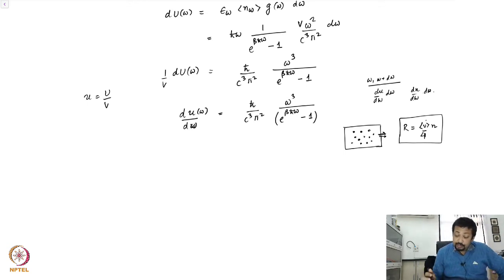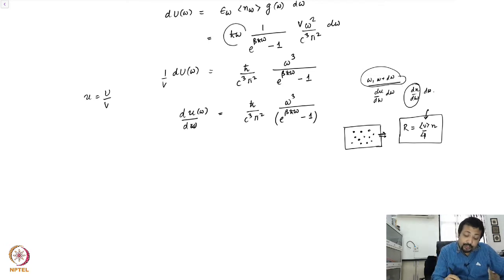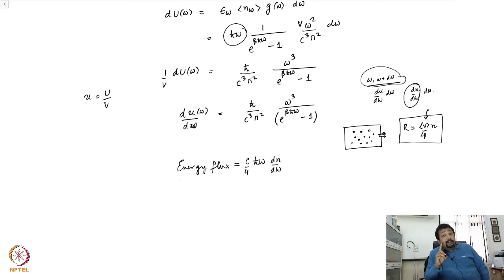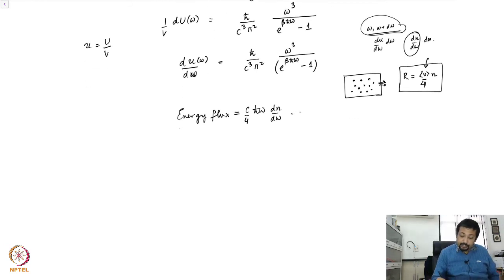In our case, we adopt this relation and identify that we are looking at the frequency interval omega and omega plus d omega, and therefore we have the number of oscillators, which is dn d omega, and each of these oscillators carries an energy h bar omega, which we have already identified. Therefore, we will write down the energy flux that's coming out of this small tiny hole as h bar omega, and the average velocity is the velocity of light, which is c by 4, times dn d omega. This is per frequency interval.